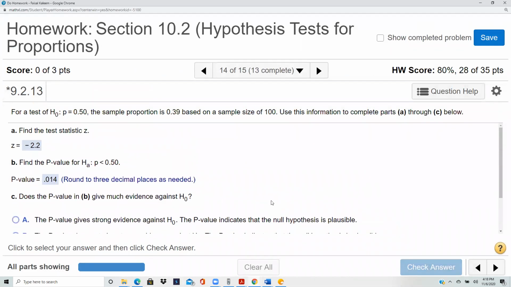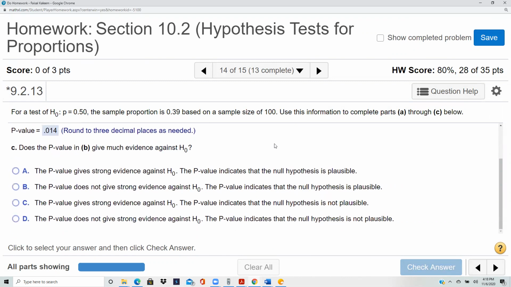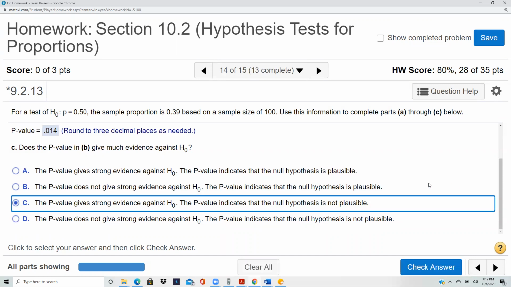So P is, do they give alpha? Well, they don't give alpha, so then we use the default alpha of 5% or 0.05. So this 0.014 is less than 0.05. So you reject the null, so it does give evidence against the null. So strong evidence against the null. So if it goes against the null, then it means null is not plausible. Give strong evidence against the null. Okay.